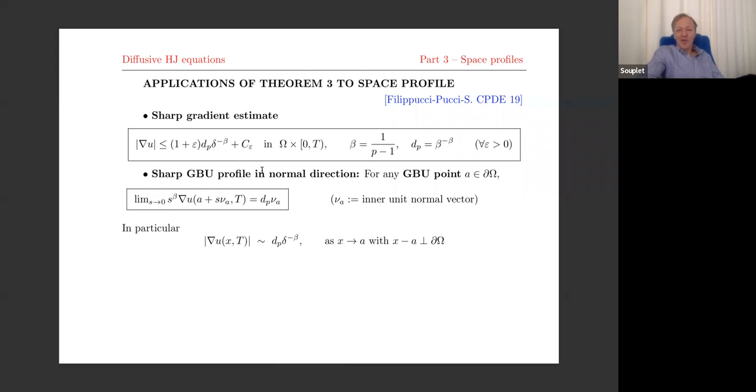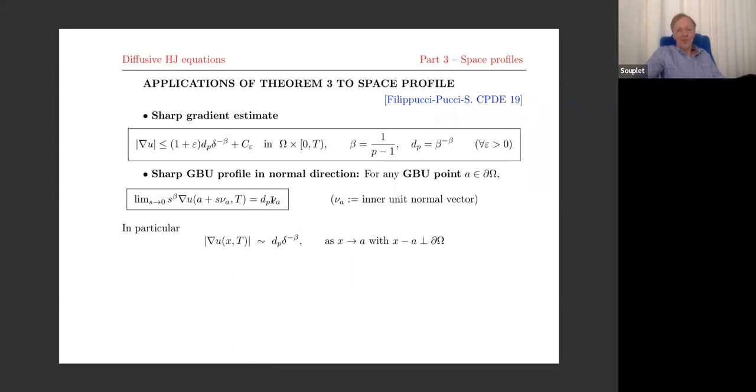And moreover, it is sharp at any gradient blow-up point. So it improves the non-degeneracy result à la Gégacon that I mentioned before. In fact, as a consequence of the Liouville theorem, for any gradient blow-up point on the boundary, you can show that the limiting profile of the gradient in the normal direction is this.